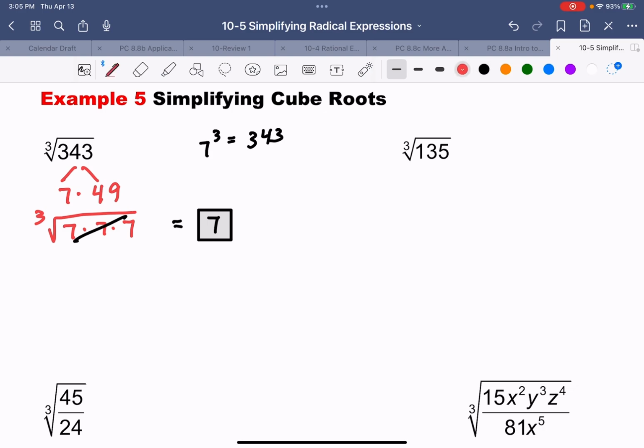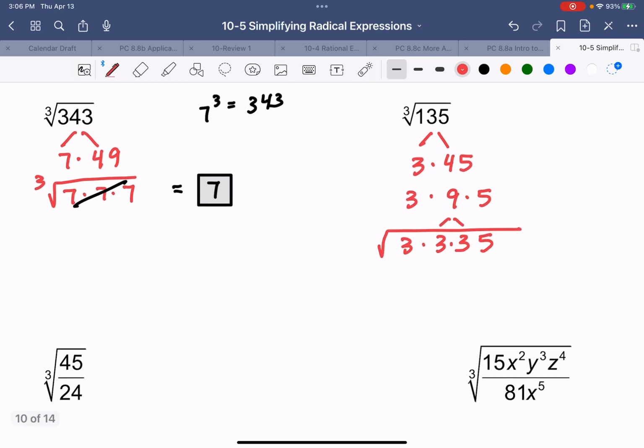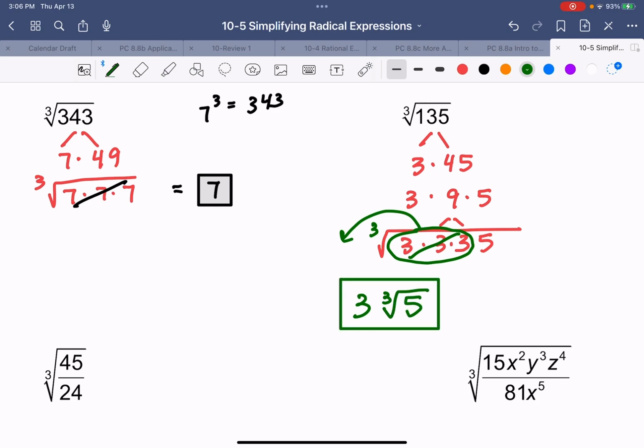Okay, unlike this one, I can break this down into 5 times, let's see, 3 times 45. 45 breaks down to 9 times 5. 9 is 3 times 3. Okay. So again, because I have this cubed root now, we're going to be taking out 3 groups of 3. Cubed root of 3 cubed basically comes out to a whole 3. I'm left with a cubed root of 5. Okay.